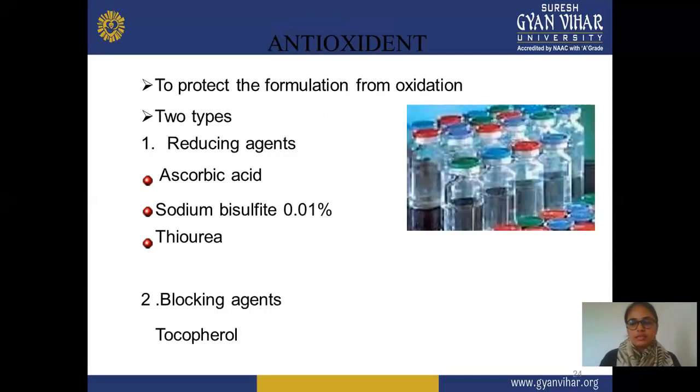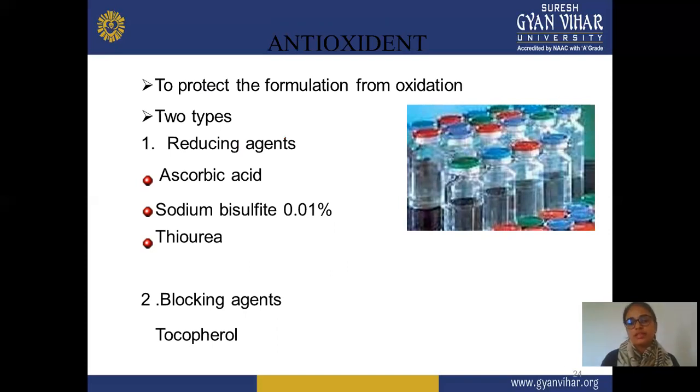Next is the antioxidant. It is another excipient used for the parenteral formulation. Antioxidant is to protect the formulation from oxidation. The name itself says that it helps to protect against the oxidation reaction. This is known as an antioxidant, or this helps to protect your formulation from oxidation. Next, there are two types. The first is reducing agent, the second is blocking agent.